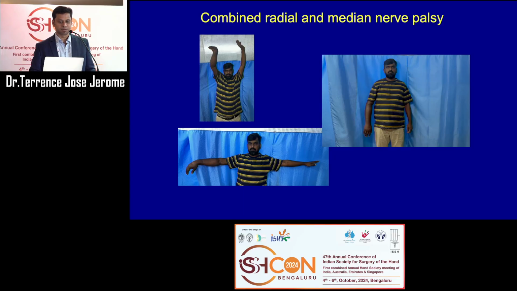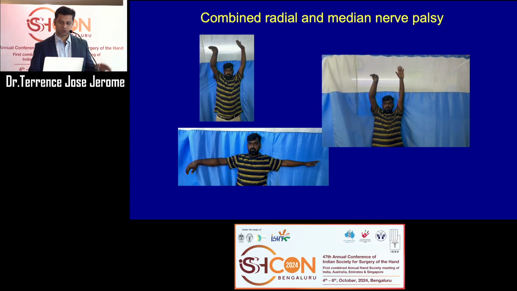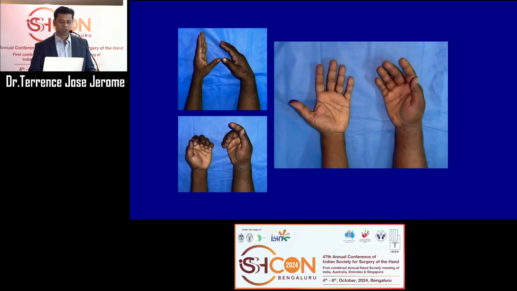Again, another patient with combined radial nerve and median nerve palsy who came to us with this preoperative video with the wrist drop and no function of the median nerve. The only donor nerve was the ulnar nerve, so we took as much donor nerve as we could from the ulnar nerve.